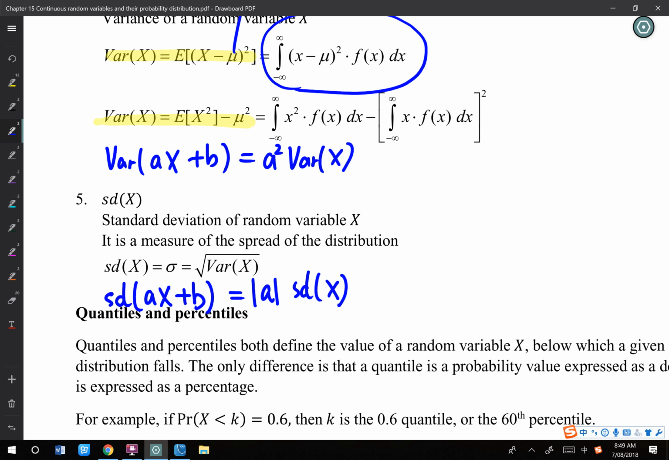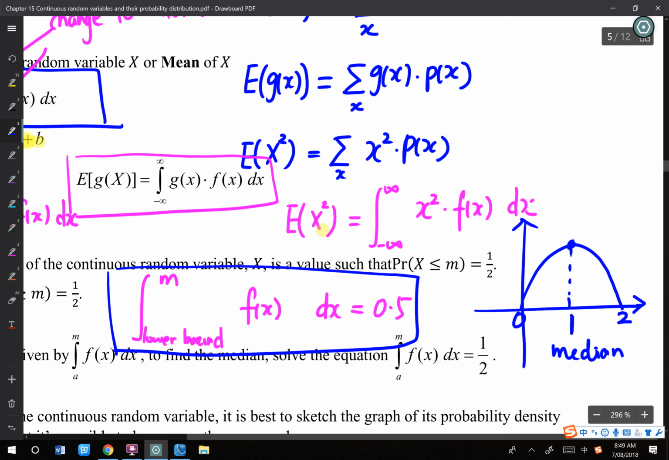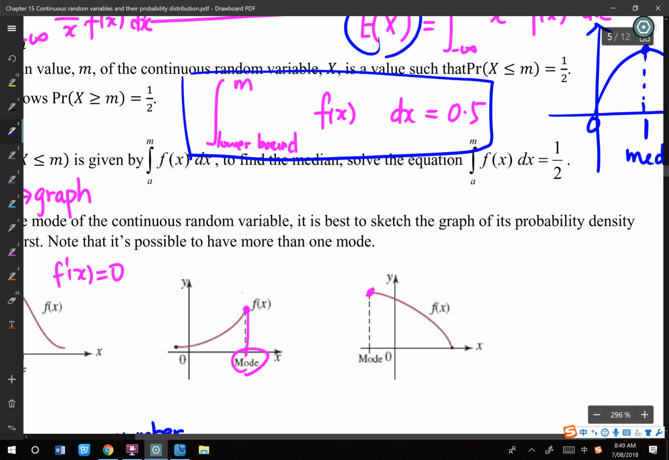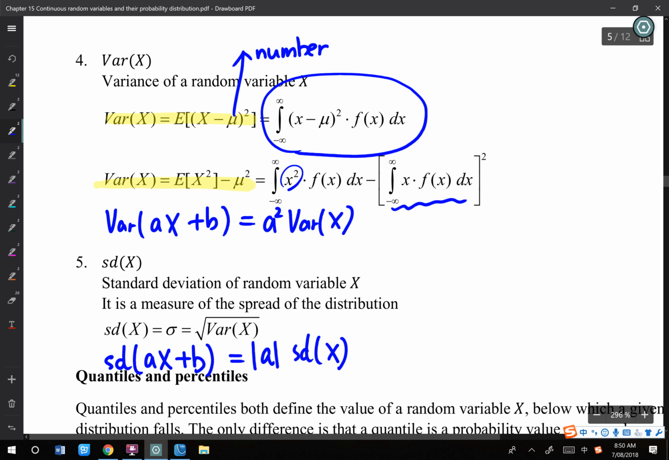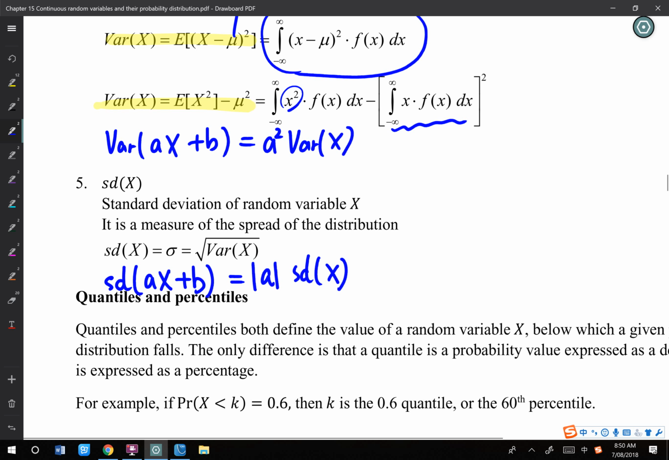So therefore, expected x squared minus mu squared. Expected x squared will be x squared times f(x) dx. That's the thing I have right here. So that is your expected x squared. And your mu is just x times f(x), integrate that, and then we square that value. That is the value of mu. So we have this formula here.